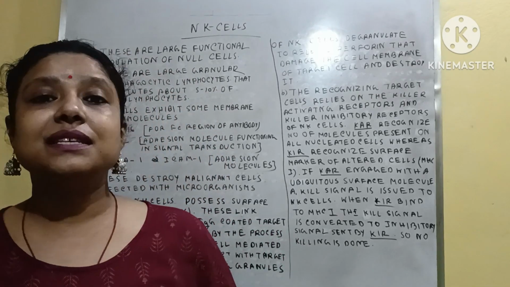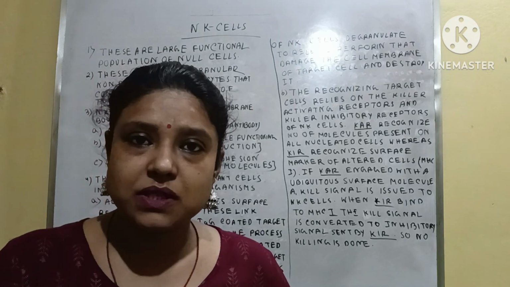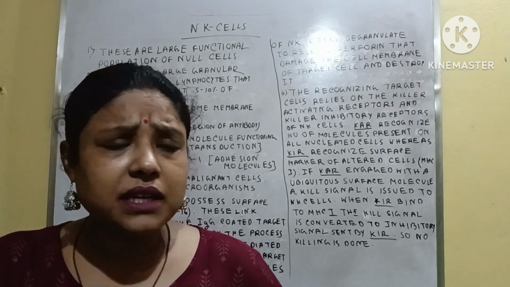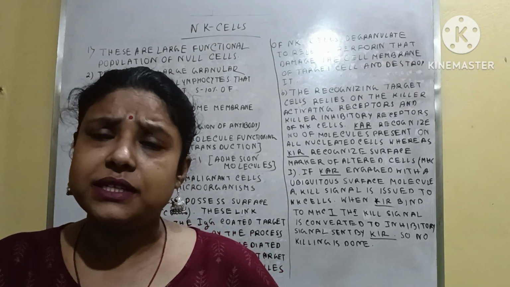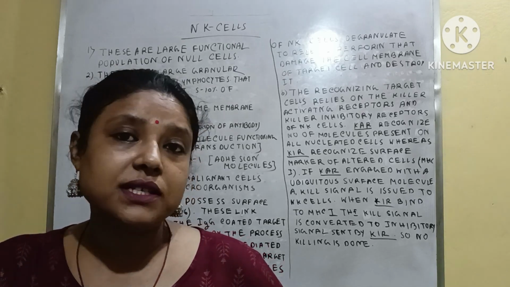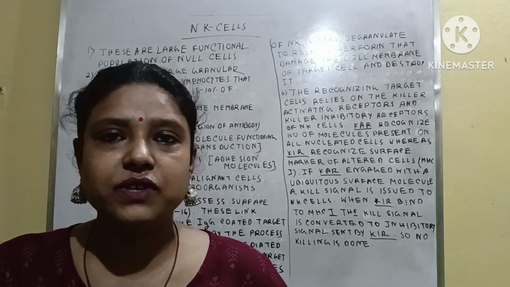That is NK cells, or the natural killer cells. This is a topic related to the immune system, or immunology, and there are different types of cells related with the immune system. I have already explained antigen presenting cells and dendritic cells, so you can check out all these videos.